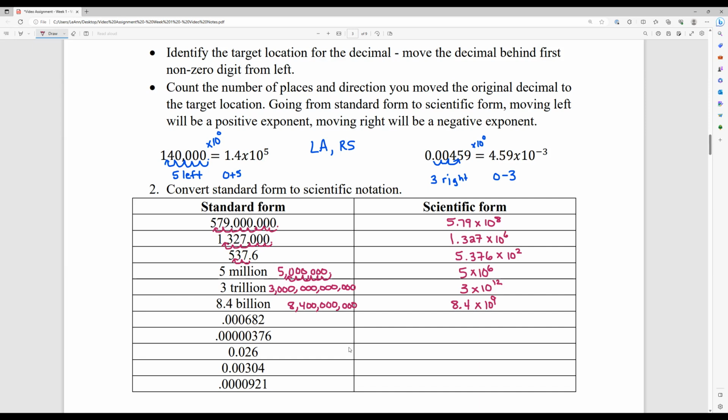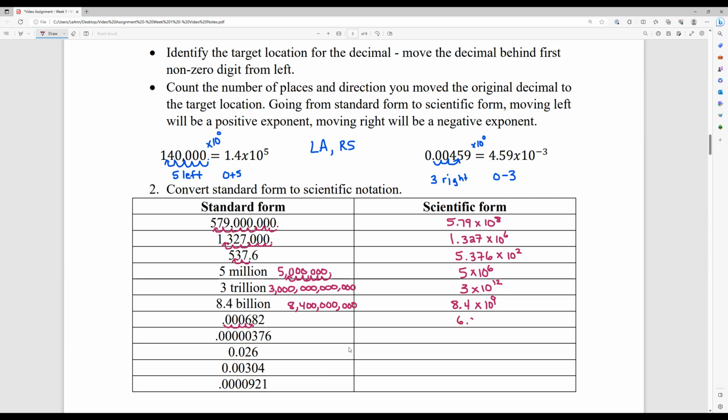Now the rest of these are all numbers that are less than 1. So the first group were all greater than or equal to 10, some of them much greater than 10. And then these are all numbers that are very small, so less than 1. So all of these should have negative exponents when we write them. So notice we're going to be moving to the right on each of these to move it to the correct location. We need this to be between the 6 and the 8 so that we'll have a single digit 1 through 9 in front of our decimal place.